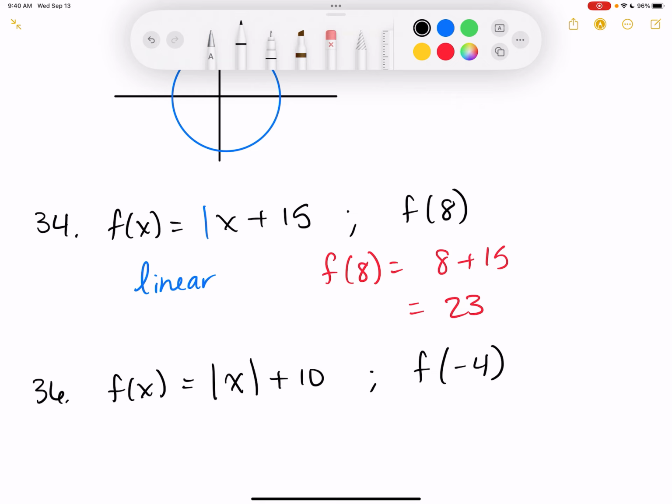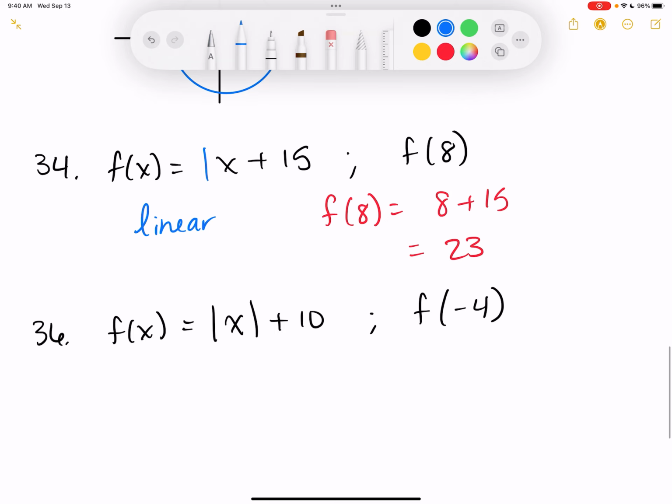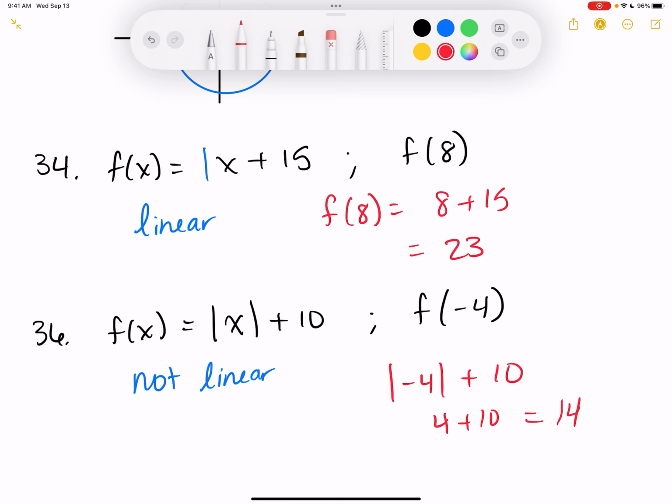I know what it looks like, I don't know how to say what it is. What does it look like? Yeah, looks like this. Absolute value function is a V. Oh yeah. So this is not linear. But they do still want us to solve it even when they're not linear. So the absolute value of negative 4 plus 10. So that's going to be 4 plus 10, which is 14.